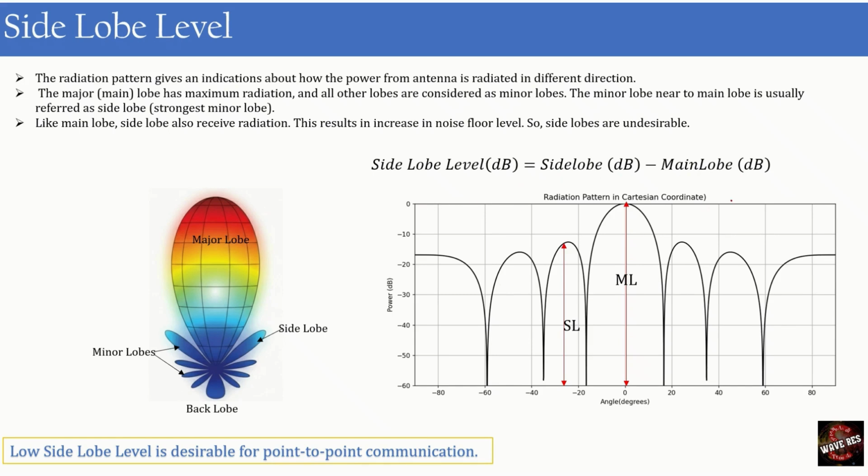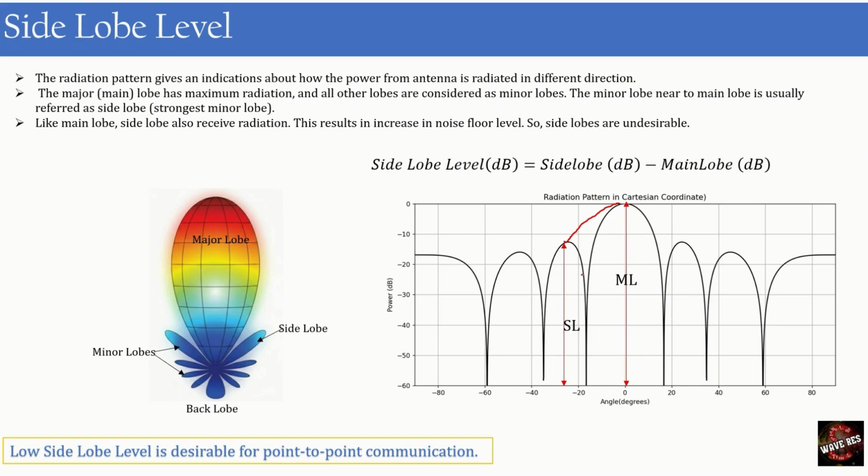If you consider a Cartesian radiation pattern, we can see that this is the main lobe and these all are the minor lobes, and this is the strongest minor lobe, which means it is the side lobe, which is happening near the main lobe, and this is the maximum level of the side lobe. So the difference between this side lobe and the main lobe is known as the side lobe level.